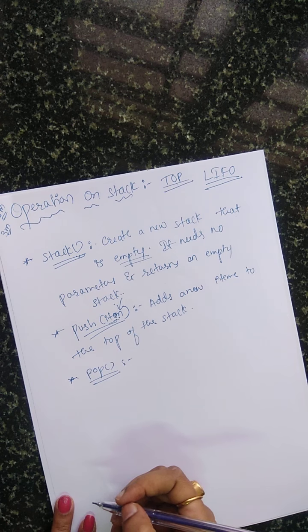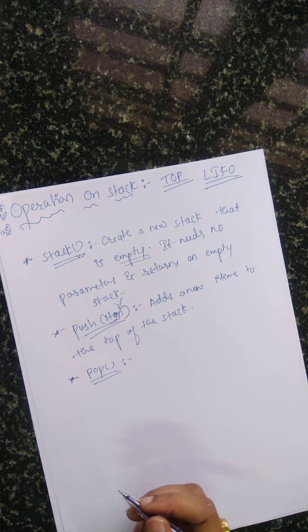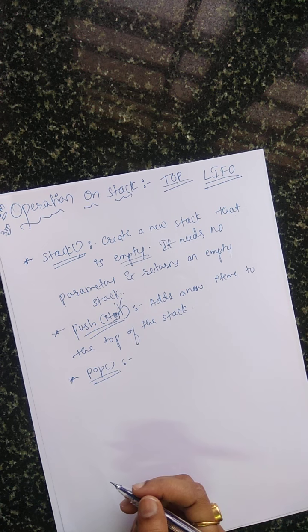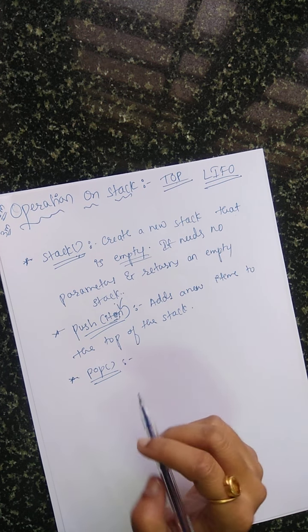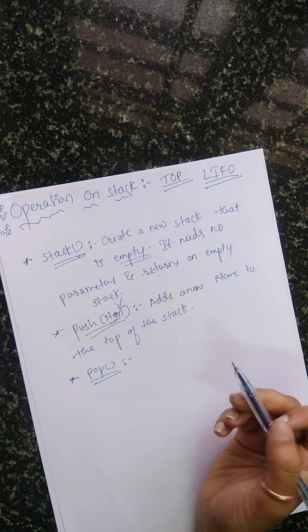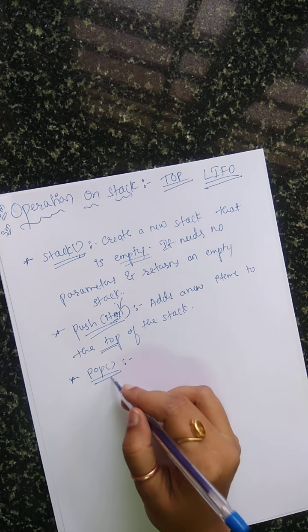So this pop operation will help you to delete or remove the element from the top end. When you want to remove an element from your stack, that time we use this pop operation. The removing of an element from your stack takes place through your top end. You have to remember, because in stack we have only one end to add an element and to remove an element. So adding also takes place through your top end and removing also takes place from your top end.